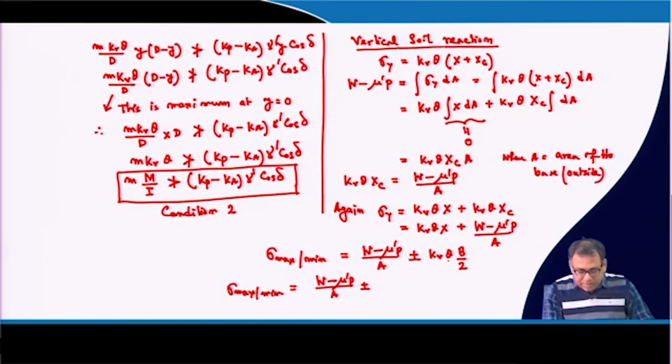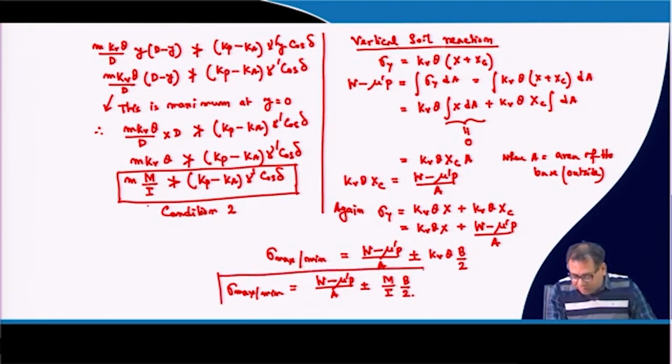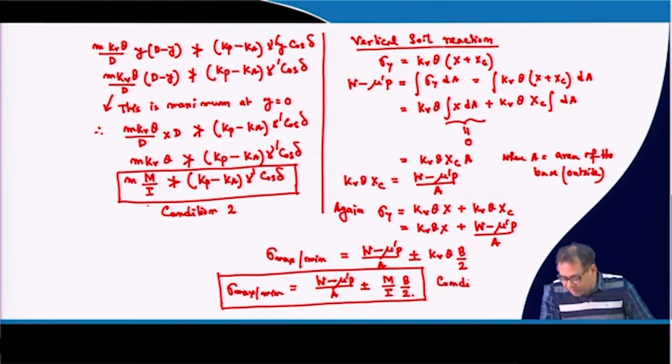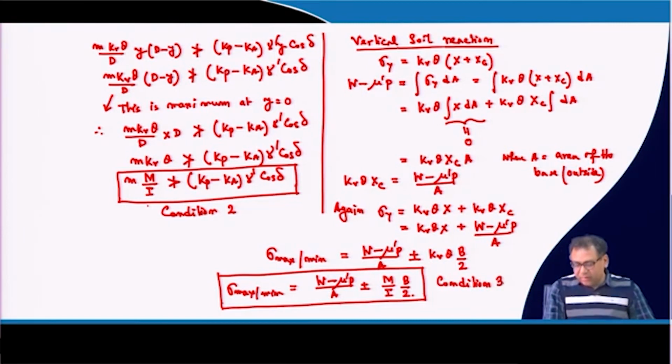Now, what is kV theta? kV theta is M by I. So, again I can write this as capital M by I times b by 2. So, this is another condition, by which we can calculate the stress acting at the base of the well, or I should write this is condition 3.